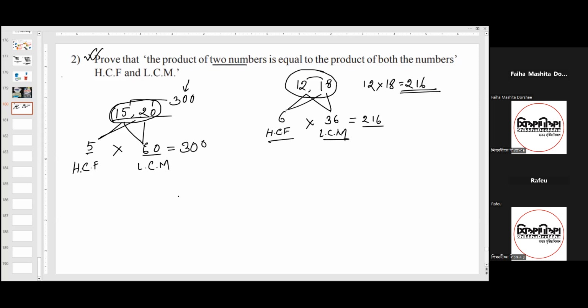For prime numbers, suppose 3 and 5, oh no, it will be the same, I'm sorry. The HCF is actually 1, and the LCM is 15. It will be the same. Is it true for all the possible integers in reality?